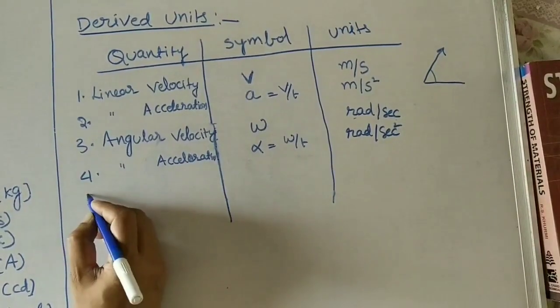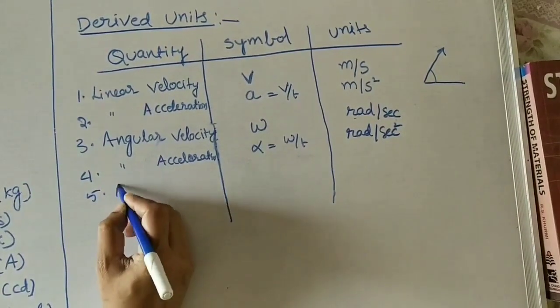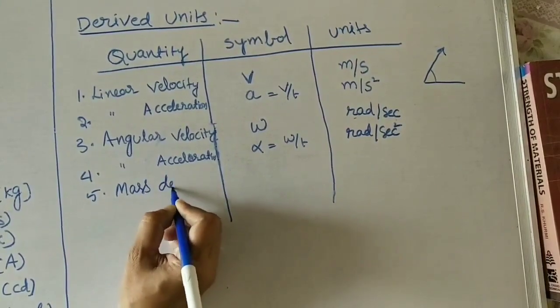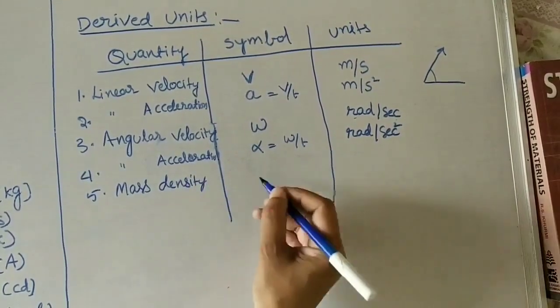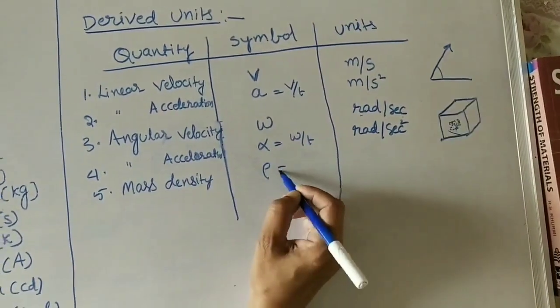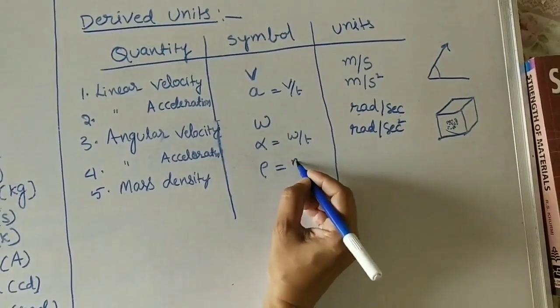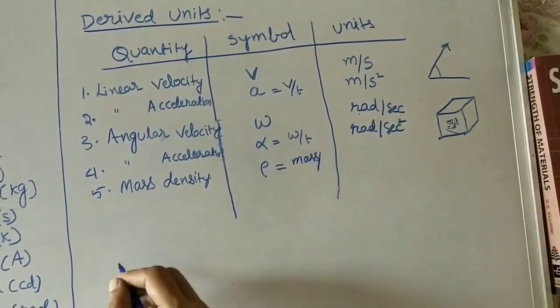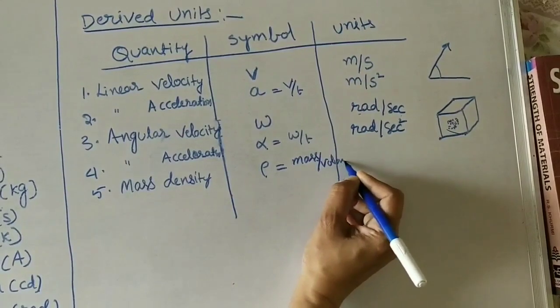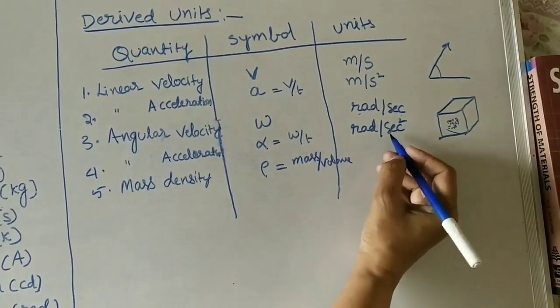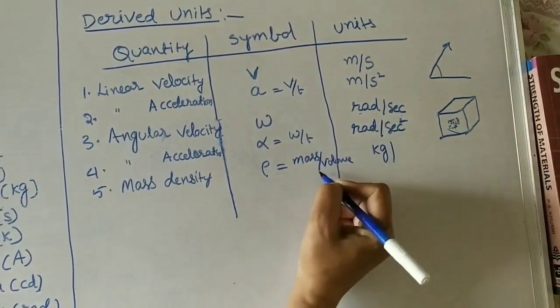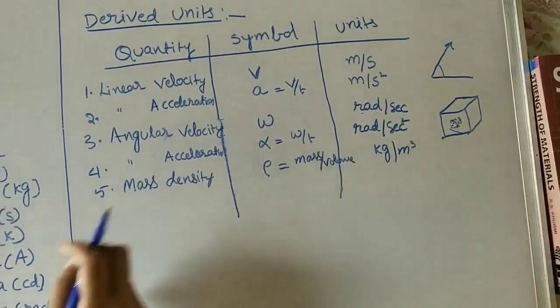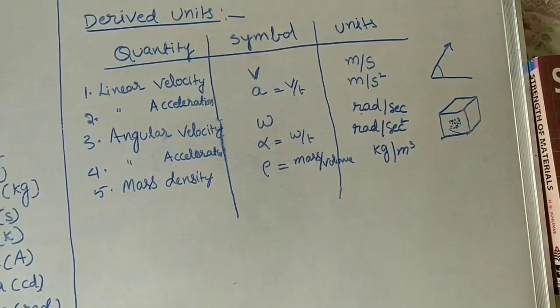Okay. So for the fifth one I am taking mass density. Which symbol are we using for density? Rho, taking mass by volume. For mass, what are the units? Kgs. For volume, we are taking meter cube. So this is called mass density.